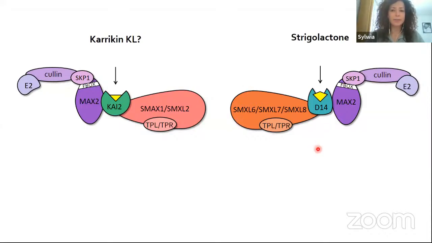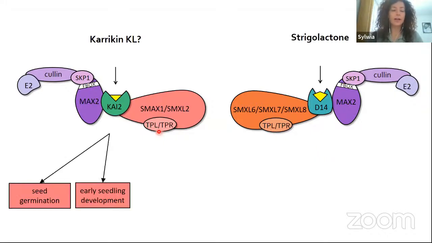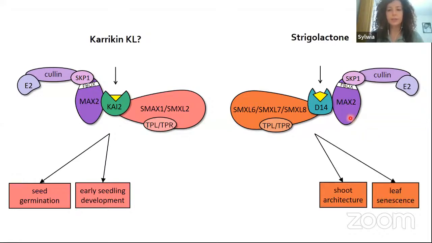But apart from this, they have different but also some overlapping roles during plant development. So the karrikin or KAI2 pathway is mostly involved in the early stages of plant development. Those include seed germination in, let's say, specific conditions that I will explain later, but also early seedling development, so photomorphogenesis, while the strigolactone or D14 pathway is important for later stages of plant development, including shoot architecture, so shoot branching, and leaf senescence.